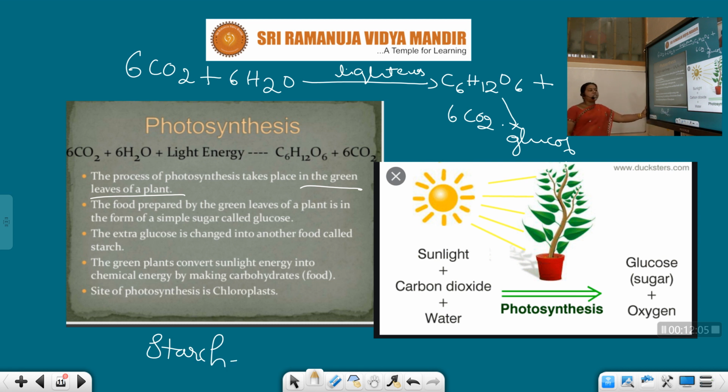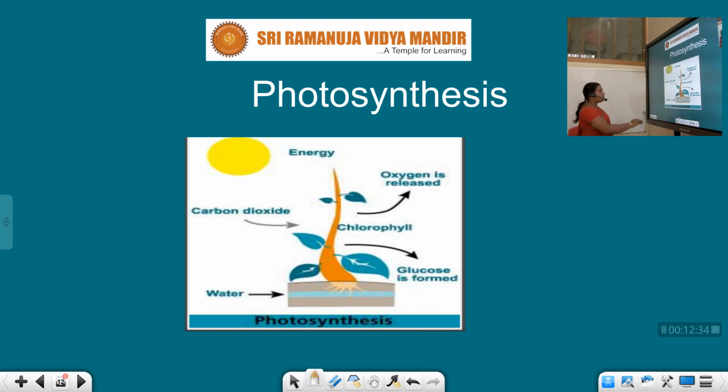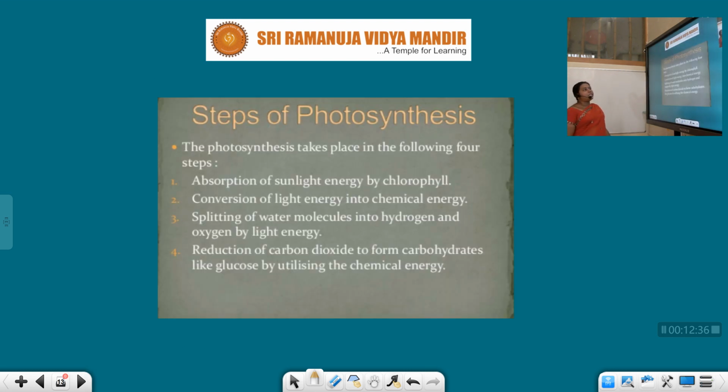The green plants convert sunlight energy into chemical energy by making carbohydrates. The site of photosynthesis is the chloroplast. Children, what do you mean by chloroplast? In the plant cells, the unique feature is the presence of chloroplast. In the chloroplast only, we can see the chlorophyll pigment. So this is the site for photosynthesis in the leaves. So you just see the reaction. This is the reaction, children.